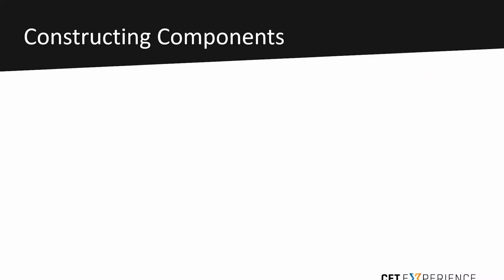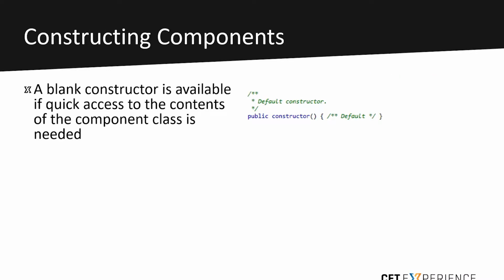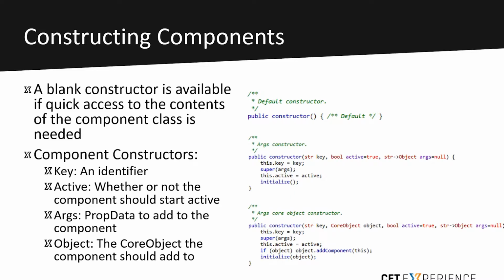So, constructing components. Components have three constructors. The first one is just a blank constructor. This is pretty common. If you need quick access to a field or a method in a component class, say you create your own component and store some specific data in there and you want to quickly access it somewhere else in the code, you can just use this blank constructor, go get what you need, and then move on. But if you're actually going to be using components, I recommend you use one of the other two constructors.